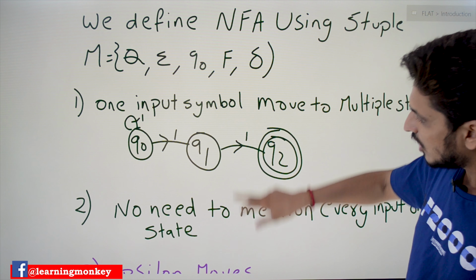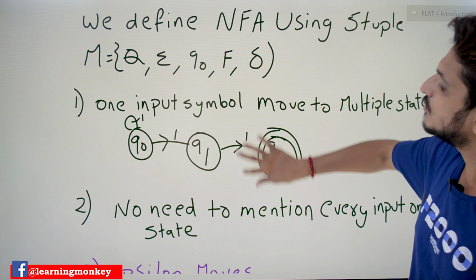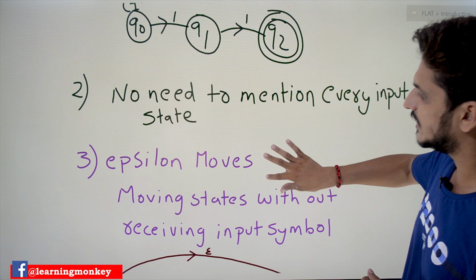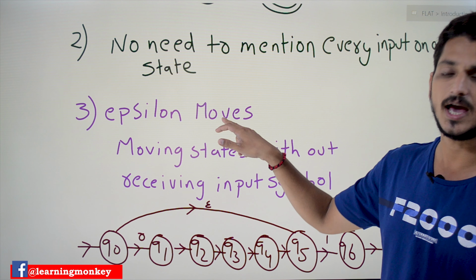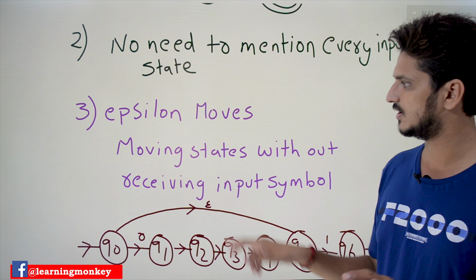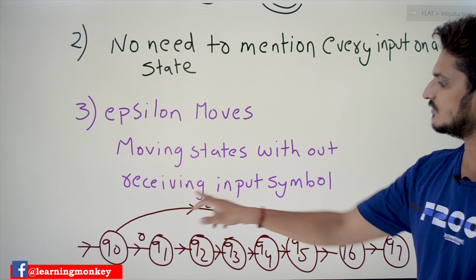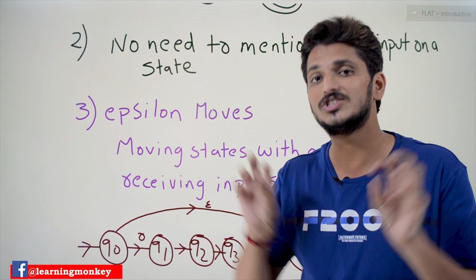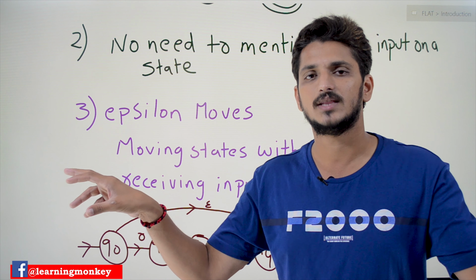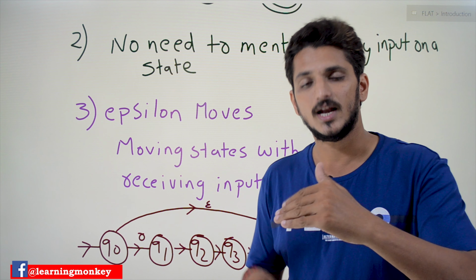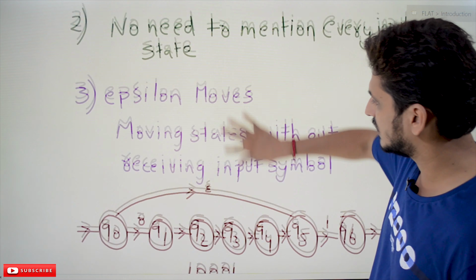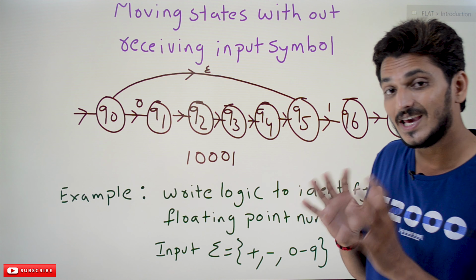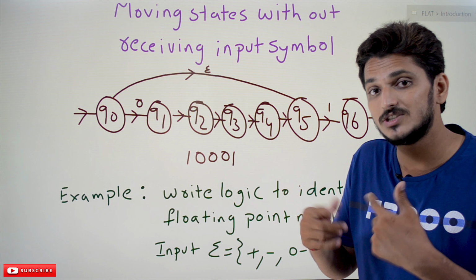Along with these two NFA conditions, one more condition can be applied in NFA with epsilon moves. Our third condition is that we can go on with epsilon moves. What are epsilon moves? Moving states without taking any input symbol. Without taking any input symbol, we can move from one state to another state. That is what epsilon moves are. Let's try to understand by taking an example. This is our example. We start from Q naught.